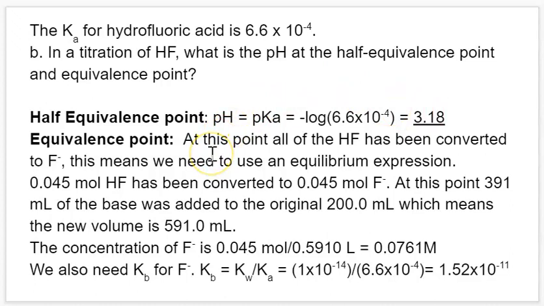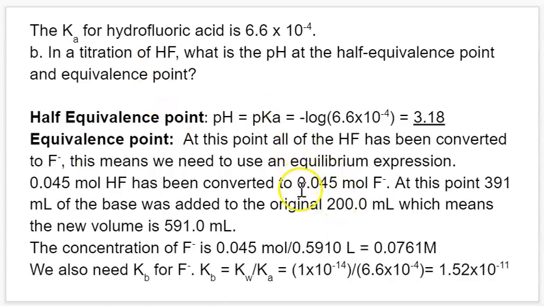Now for the equivalence point, there's a lot to talk about here in terms of the logic of this situation. We know at this point all of the HF has been converted to F minus, and this means that we're going to need an equilibrium expression because we don't have any hydrogen ions left in solution. All we have is a conjugate base, and we can figure out what the pH is going to be based off of knowing what kind of chemistry the conjugate base is going to do.